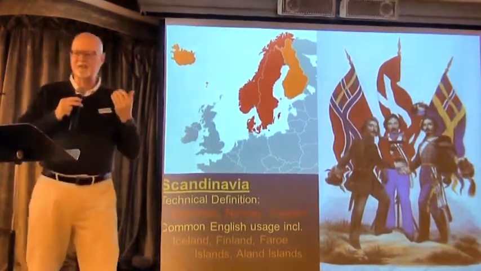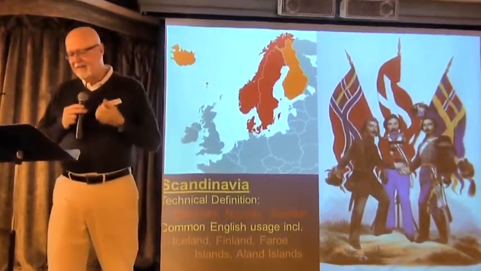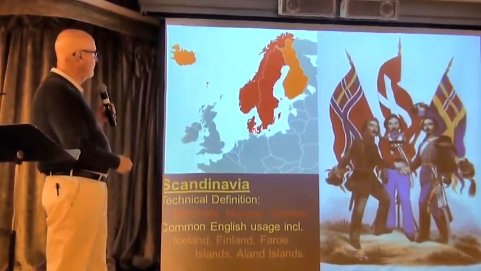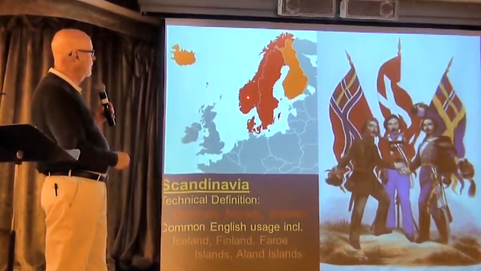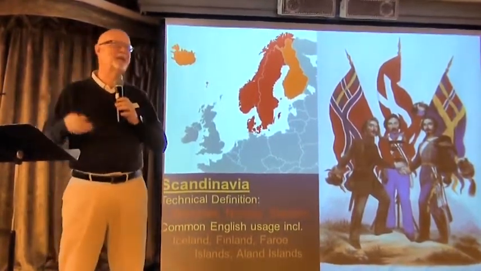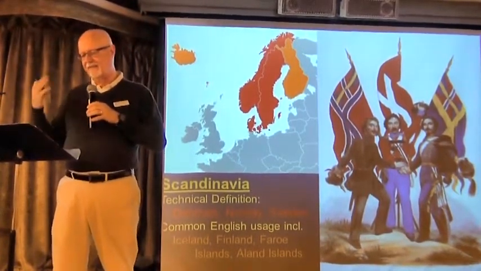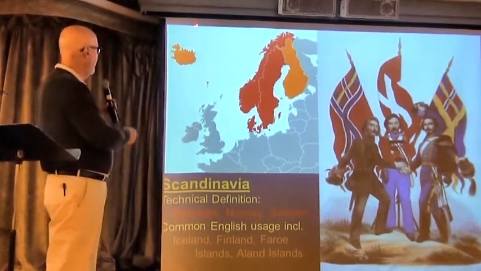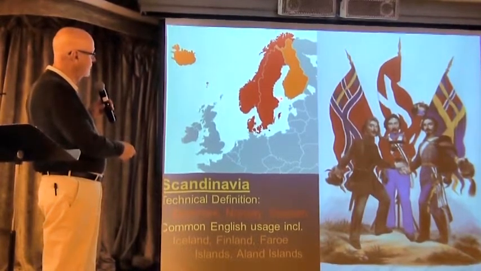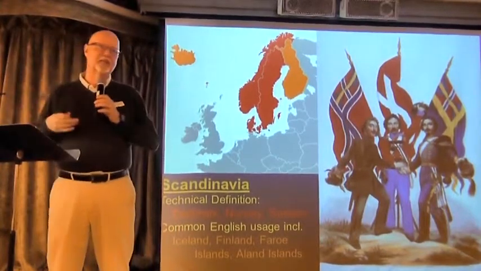Let's start out with a definition of Scandinavia, because some people may not have thought about that. Technically, Scandinavia includes only Denmark, Norway, and Sweden, which is the red that you see here. Now, in common language, especially in English-speaking countries, we often will include Iceland, Finland, the Faroe Islands, and the Åland Islands. This, of course, is Iceland. This is the Faroe Islands, Finland, and those are the Åland Islands right there. They used to belong to Finland. They're now independent. So we often will include that.